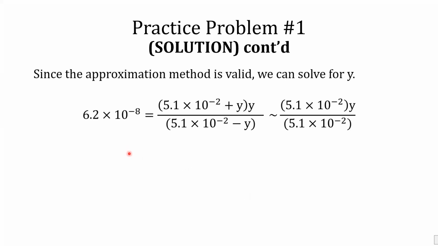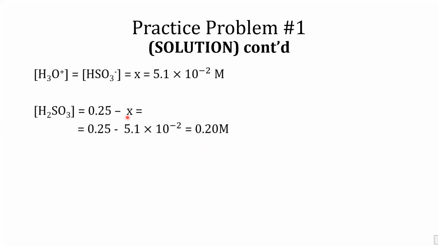After revising the equation, Y equals Ka2's value, or 6.2 times 10 to the minus 8. The final answers are as follows. Hydronium and hydrogen sulfite ions concentration equals 5.1 times 10 to the minus 2 molar. Sulfurous acid has a final molarity of 0.20 molar. The final molarity of sulfite ion is 6.2 times 10 to the minus 8 molar.